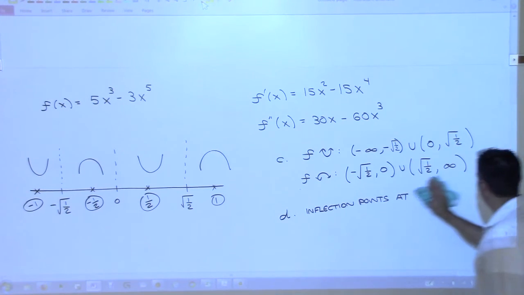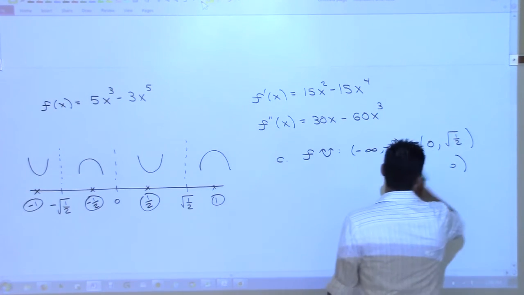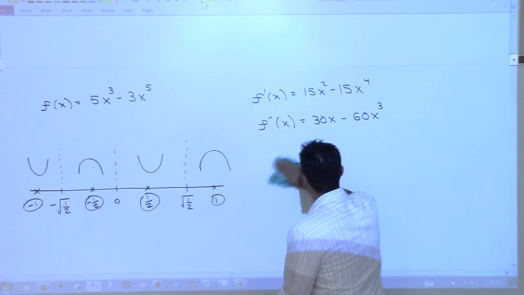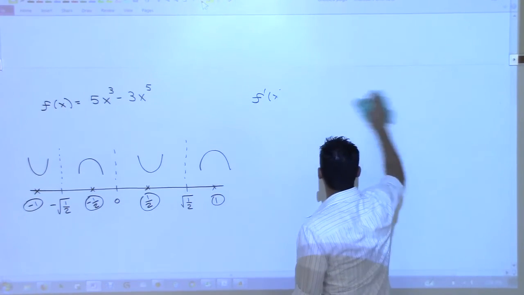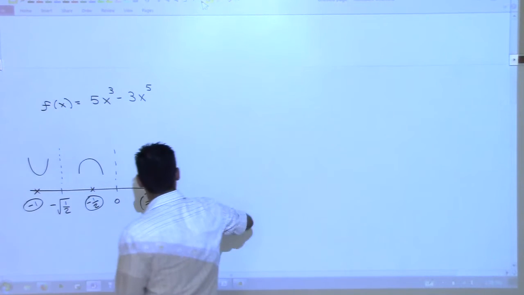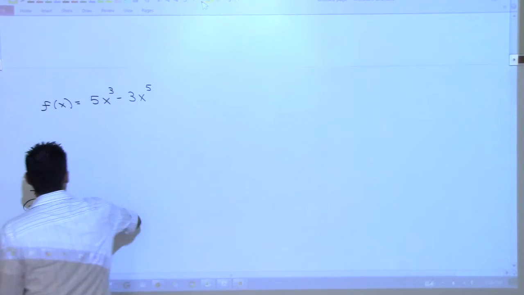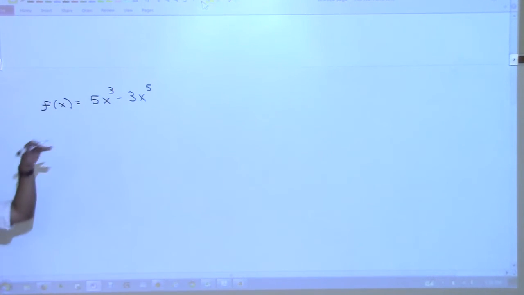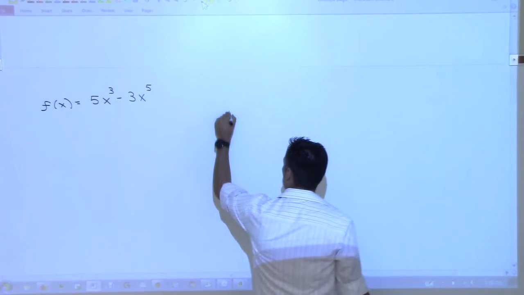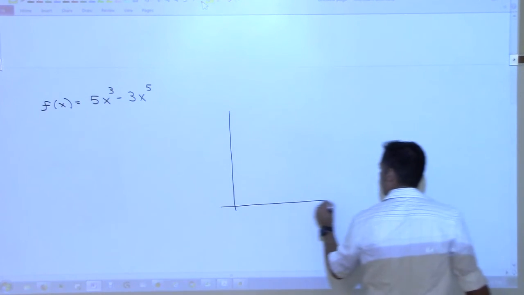Okay, now a little bit about the inflection point. You might wonder why an inflection point might be important to know, right? I mean, what's the big deal? It would be nice to know where your local maxes and mins are, but where would an inflection point come into play? So I'll just give you an example of kind of a classic problem.